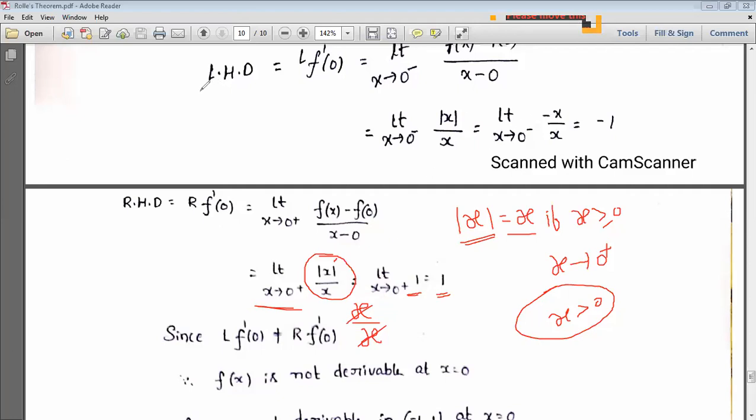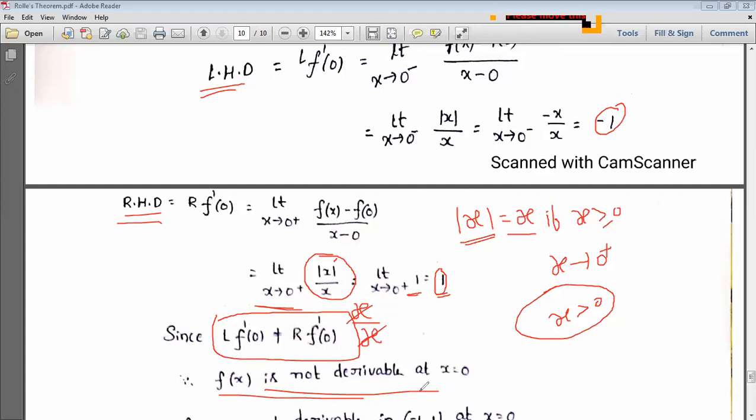Here it is, if you observe this one, left hand derivative you got it as minus 1 and right hand derivative I got it as 1. Okay, so right hand derivative is 1, left hand derivative is minus 1. Are they equal? No. So for that, simply I wrote left hand derivative is not equal to right hand derivative. Then the function is not differentiable or derivable at the point x is equal to 0. So Rolle's theorem cannot be applied.